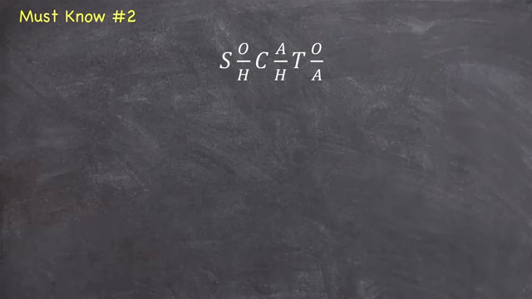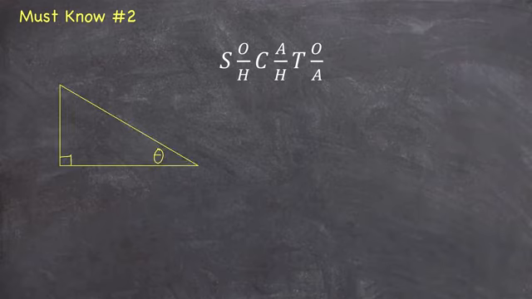Must know number 2, SOHCAHTOA. This is an acronym that helps you remember the 3 primary trig ratios. Let me draw a right triangle. In this right triangle, I've indicated the 90-degree angle. And then I've labeled one of the acute angles, angle theta. We'll call that the reference angle.